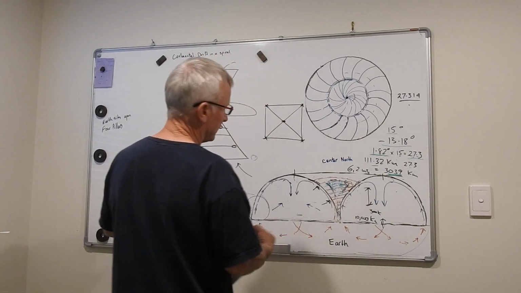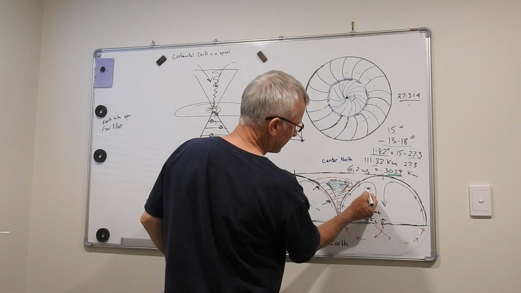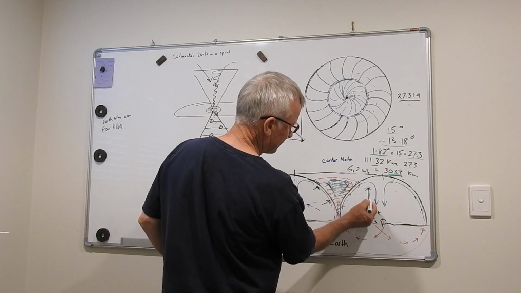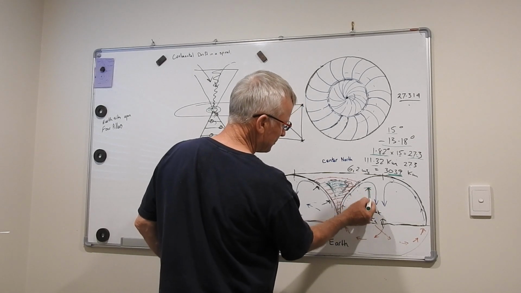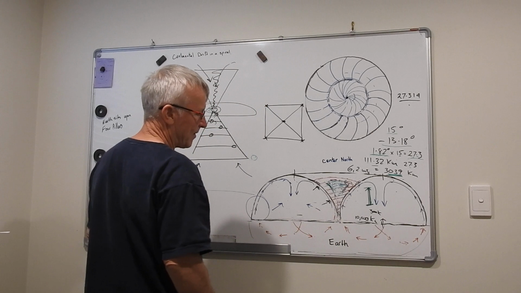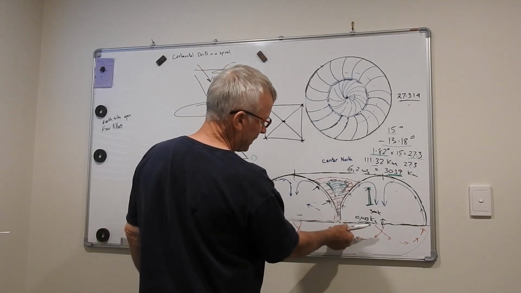The moon is moving 3,000 kilometres from new moon to full moon. New moon to full moon. It's moving within there.